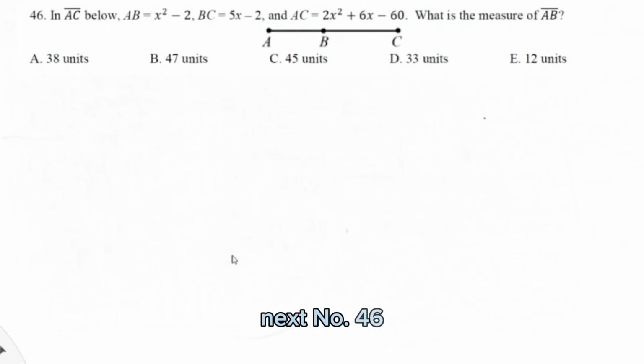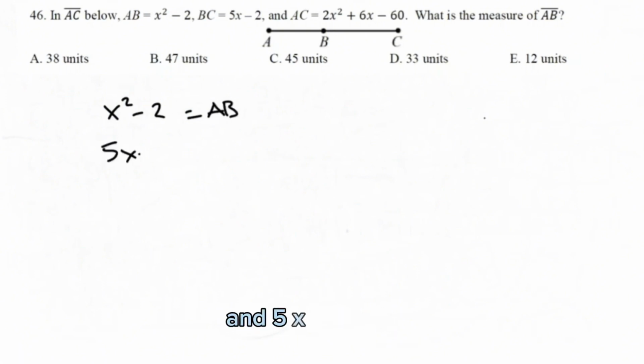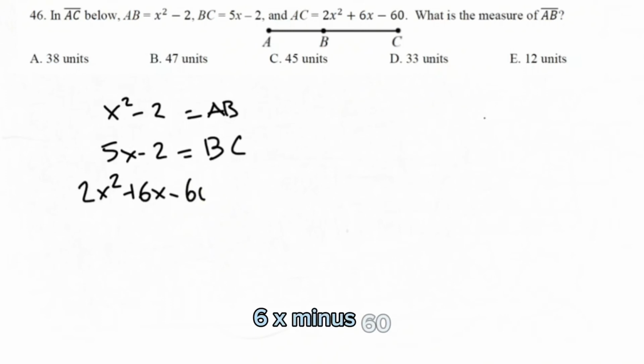Next, number 46. In line AC below, AB is equal to x squared minus 2, BC equals 5x minus 2, and AC equals 2x squared plus 6x minus 60. What is the measure of AB? Alright, so in this problem, we have to solve for x and then find the measure of AB. Alright, let's do that. So we have x squared minus 2 is AB, and 5x minus 2 is BC, and 2x squared plus 6x minus 60 is equal to AC.